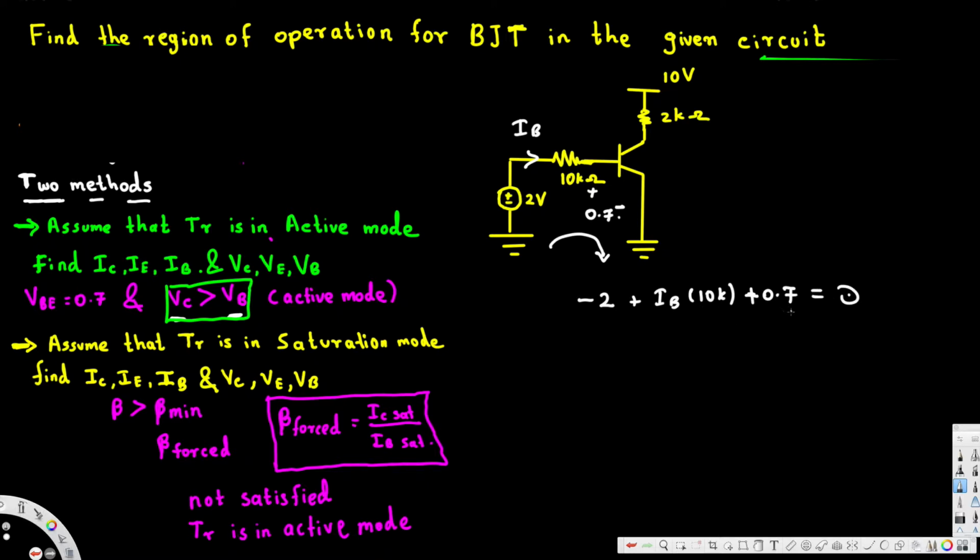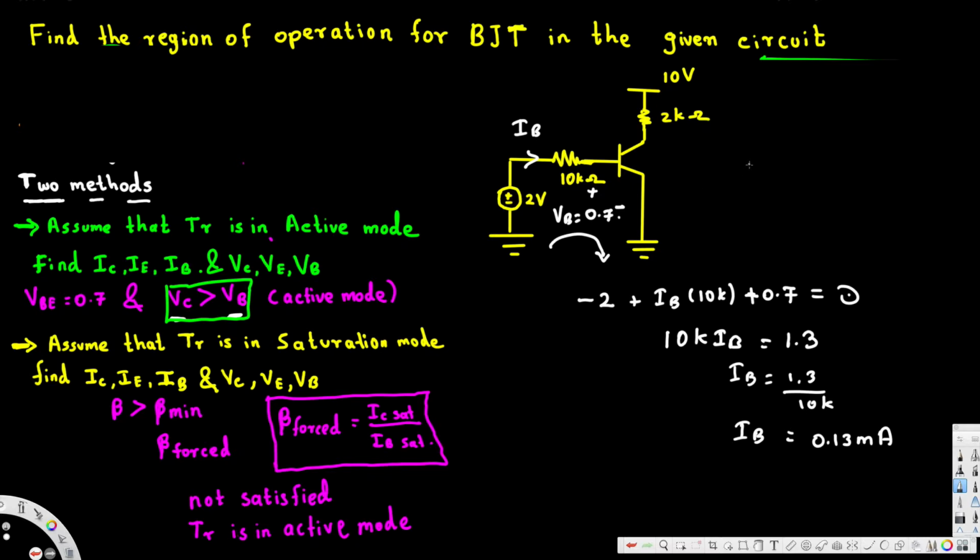Negative 2 plus 0.7 gives us minus 1.3. So 10k times IB is equal to 1.3, if I move this to the other side. Then IB is equal to 1.3 divided by 10k, and that is equivalent to 0.13 milliampere. Now we have solved for IB. Our purpose is to find out VC, because VB is already known. VB is 0.7. We have to find VC.